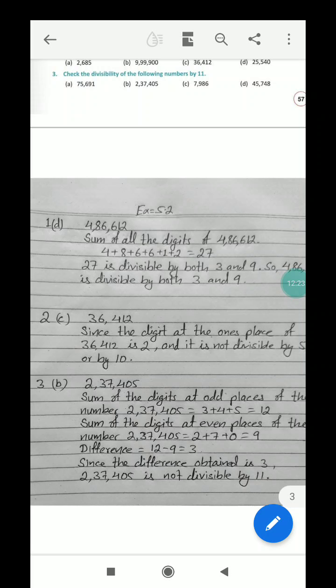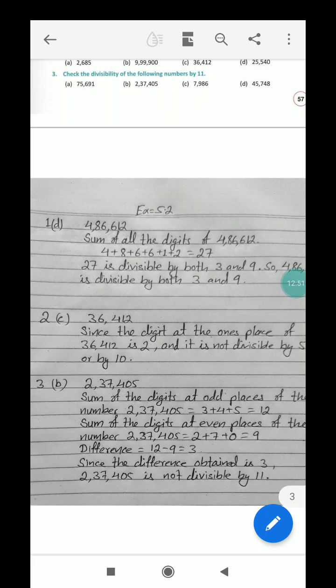Sum of all the digits of 1D, it is given 4,86,612, whether it is divisible by 3 and 9, yes or no. Sum of all the digits of 4,86,612: 4 plus 8 plus 6 plus 6 plus 1 plus 2 equals 27.